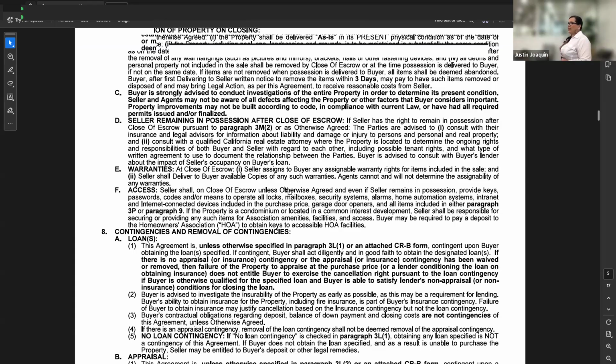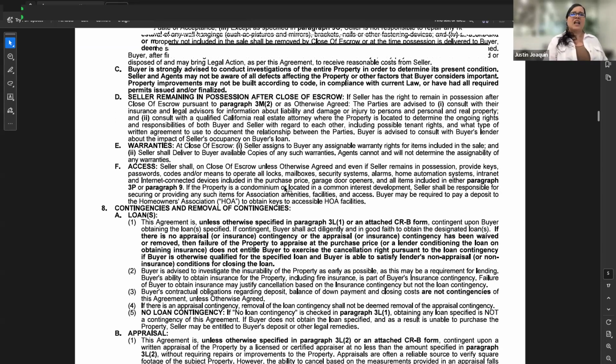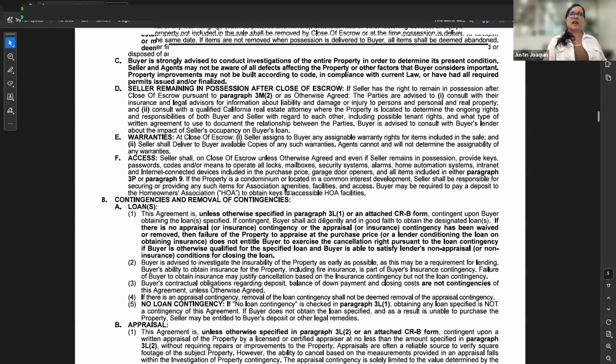Because we get asked that a lot, right? What do we do? What are our options? The seller left all the stuff. The contract tells us what our options are. First, you hit them with a notice, 3 days, come get all your stuff out. And if they don't, it's considered abandoned and I can pay to have somebody remove it and I can try to recuperate my money for doing that. That's it. Okay, C: buyer strongly advised to conduct investigations of the entire property, because didn't we just say it's as is?